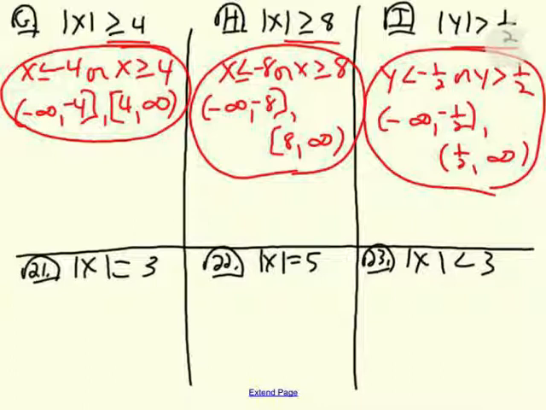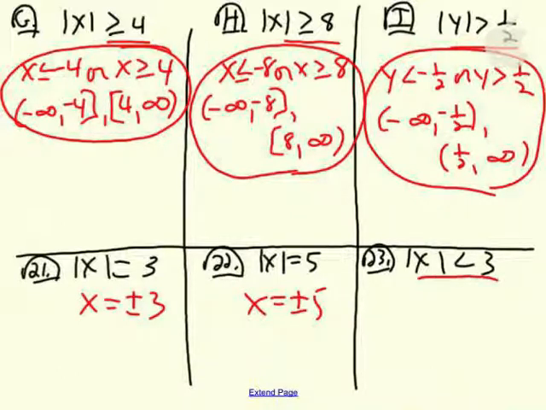Now we're mixing things up in 21 and following. Here, this is just x equals plus or minus 3. In 22, x is equal to plus or minus 5. In 23, notice the absolute value is less than. You should think between. So minus 3 is less than x is less than 3.